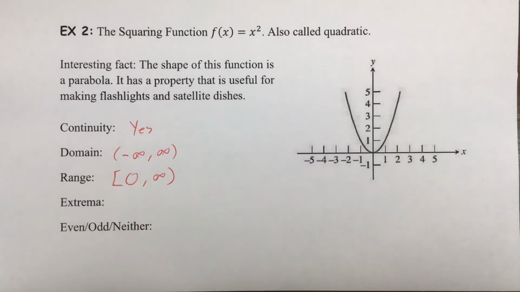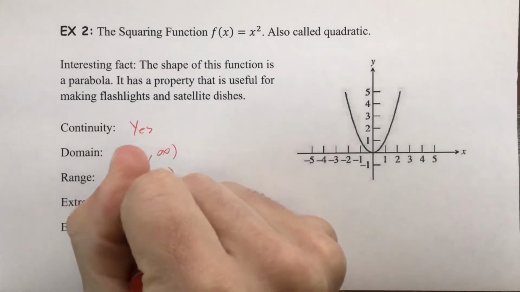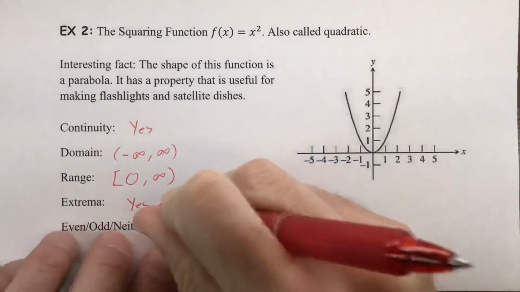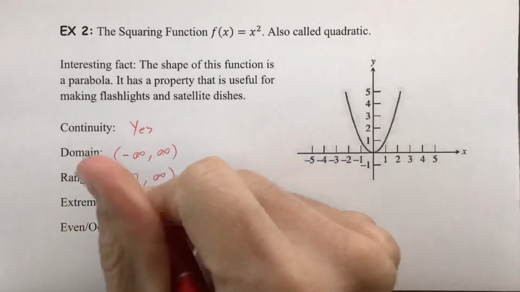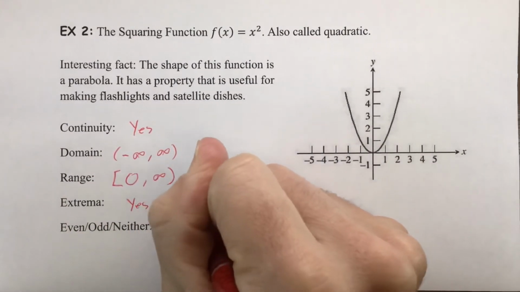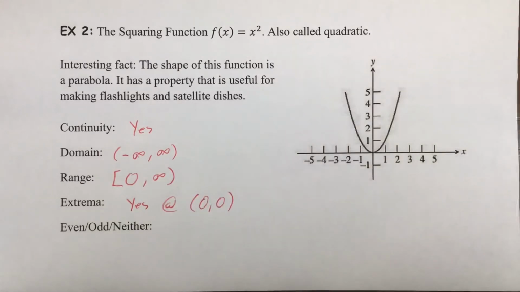Does it have an extrema? Yes. If the range is bounded in any spot, it does have an extrema. That extrema here is going to be at that vertex at 0, 0. So it's going to be yes, and that is going to be at the origin 0, 0.